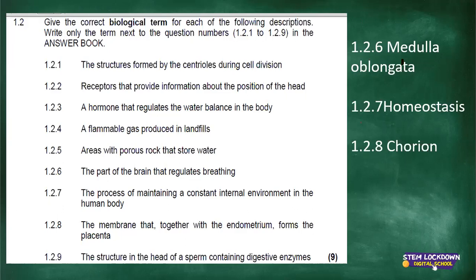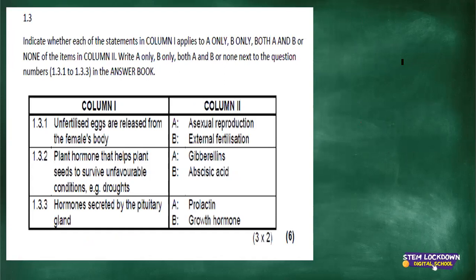1.2.9, the structure in the head of a sperm containing digestive enzymes. What is that structure? It is the acrosome, contains digestive enzymes. That is it for question 1.2. Now, moving on to question 1.3.